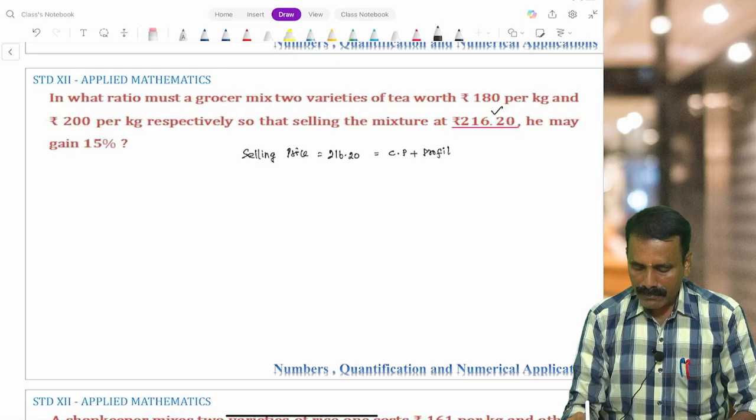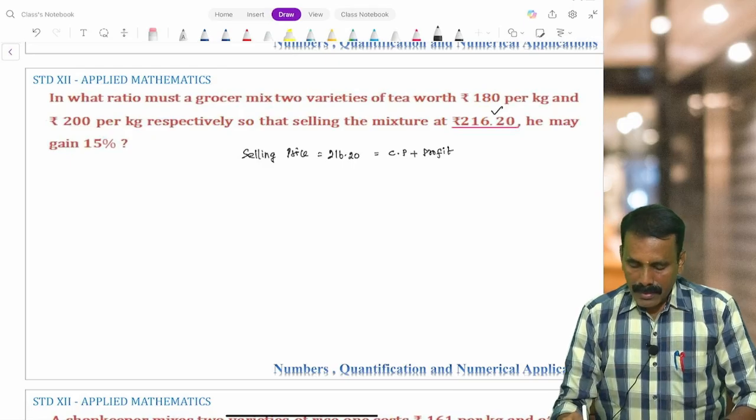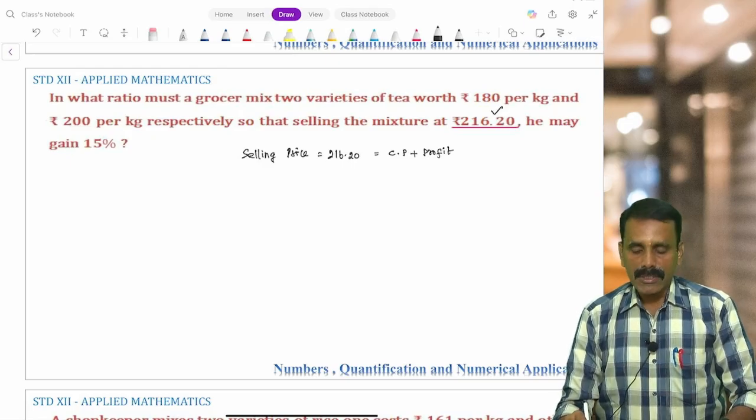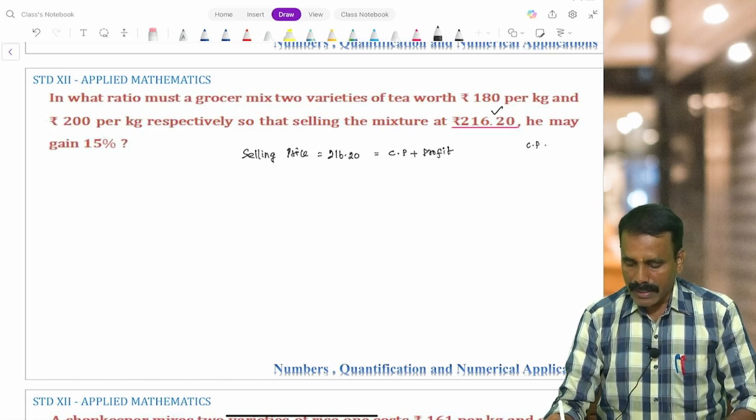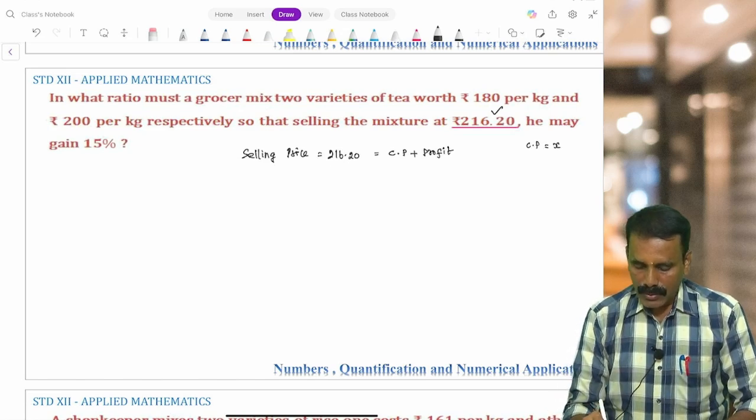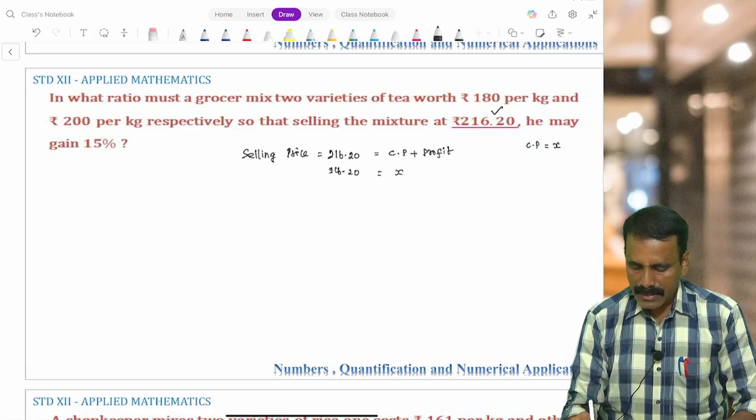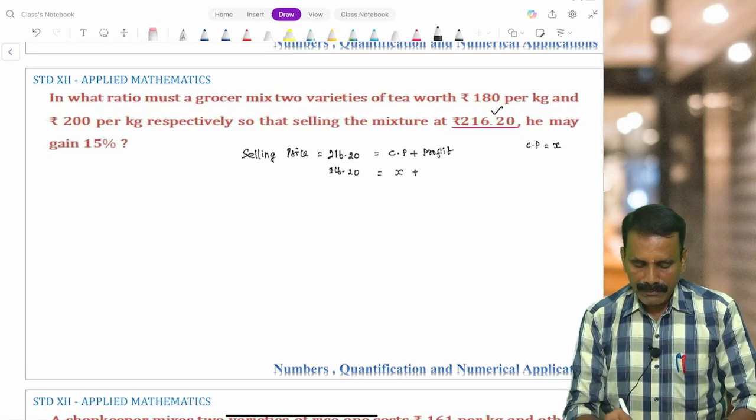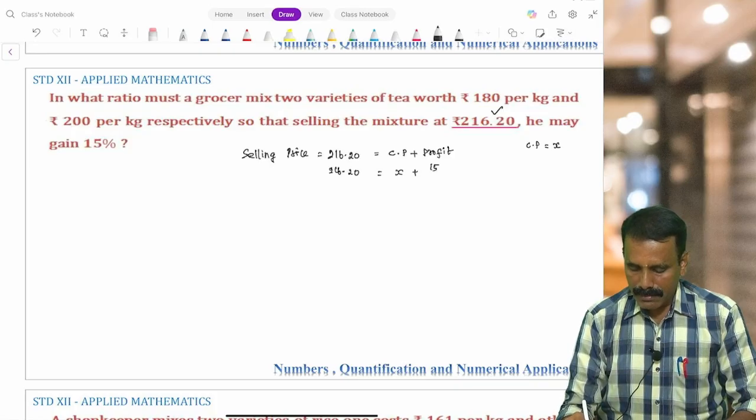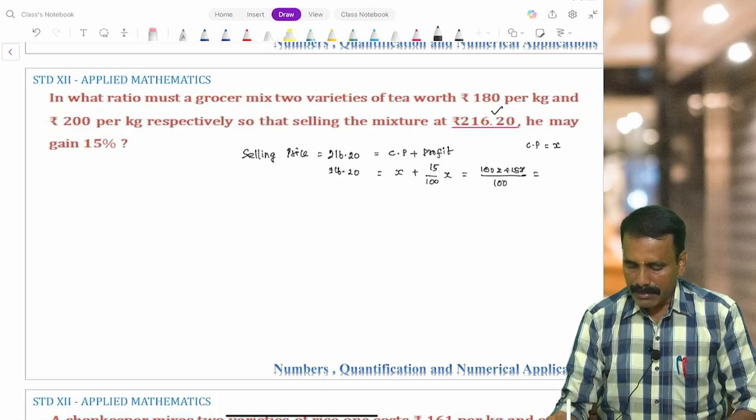We don't know what is the cost price. So we take cost price to be equal to X. So 216 rupees 20 paise will be equal to X plus profit. Profit is 15%. So 15 divided by 100 of your cost price again. So we are taking LCM. LCM will be 100. So it is 100x plus 15x. So when you sum it up, it is 115x divided by 100.